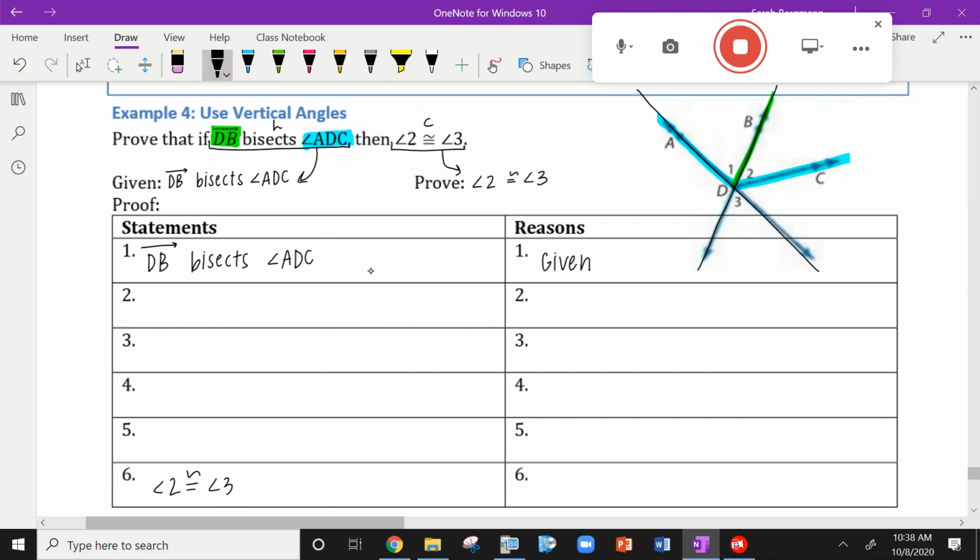Now let's start from the beginning. I see ray DB bisects angle ADC. So I know that means that angle 1 and angle 2 must have the same measure. That's the definition of bisect: it splits an angle into two angles that are equal in measure.